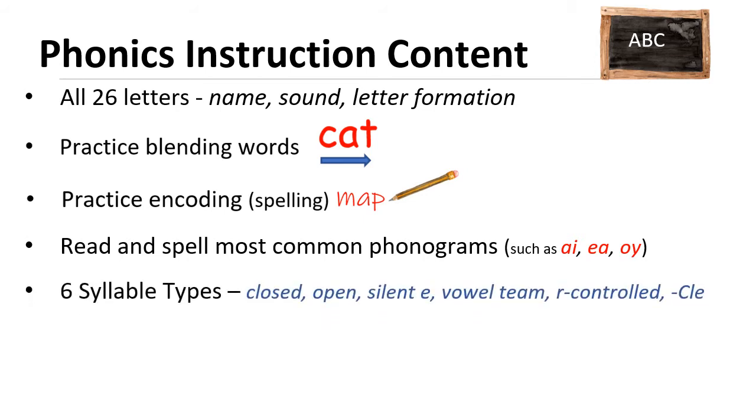We're teaching them the 6 different kinds of syllables. We'll be getting into this much more extensively. I have a video that focuses just on the 6 main syllable types, and then we'll be getting into each syllable type more specifically and what's involved with each one. The 6 syllable types are the closed syllable, the open, the silent E, the vowel team, the R-controlled, and then the consonant LE syllable.